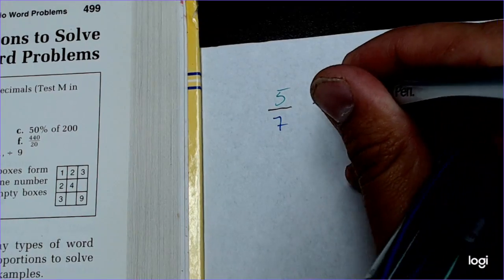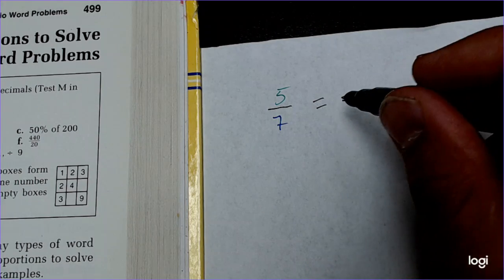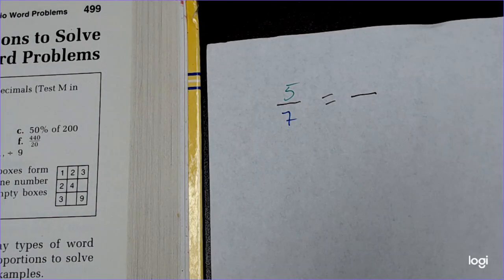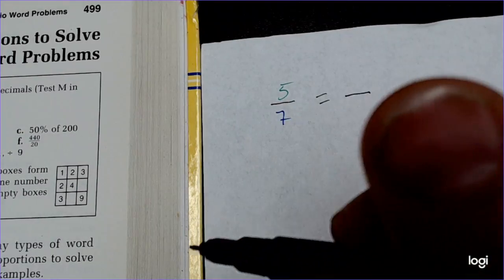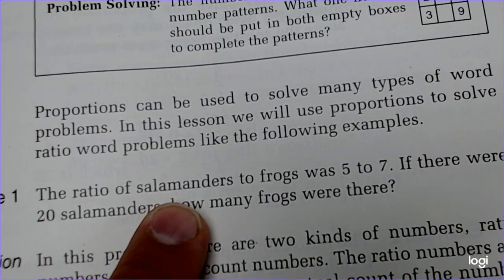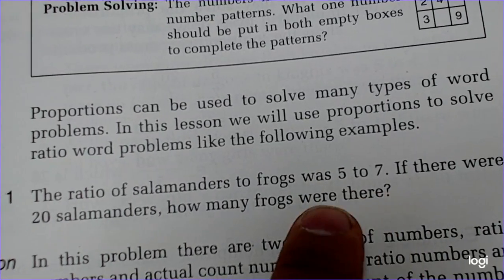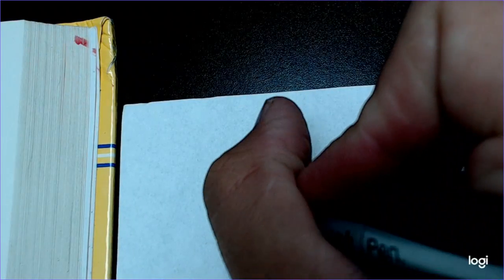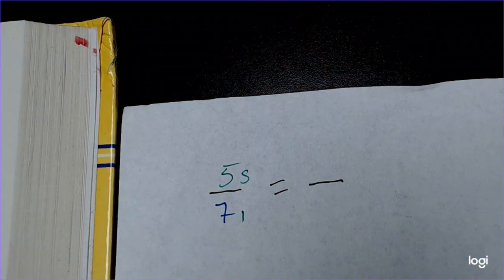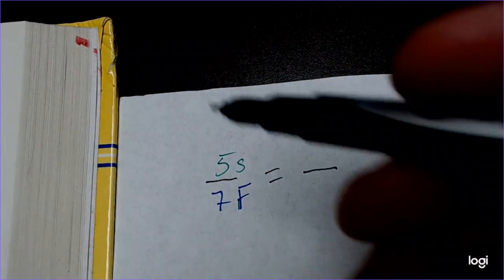I know this is going to be a proportion, so I'll go ahead and set the equal sign and a blank fraction line right there for future numbers. The first word is salamanders, so salamanders to frogs, 5 to 7. That means 5 salamanders, 7 frogs, so it stays in the same order. So this will be 5 salamanders, 7 frogs.